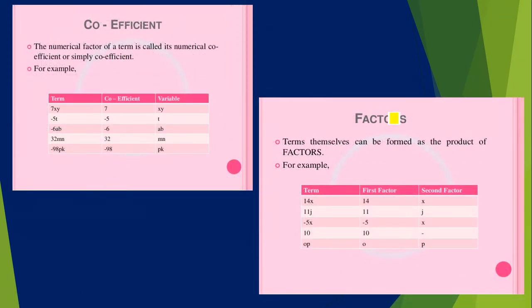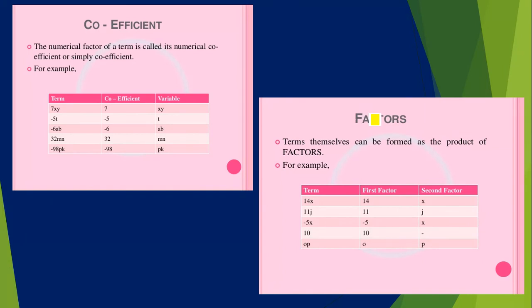Then we have coefficient and factors. Coefficient: the numerical factor of a term is called its numerical coefficient or simply coefficient. For example, 7xy. This is a monomial type of term, but in this, 7 is the coefficient and xy is the variable. So 7 is known as the coefficient or its numerical coefficient too. Minus 5t, so minus 5 is the coefficient and t would be the variable.